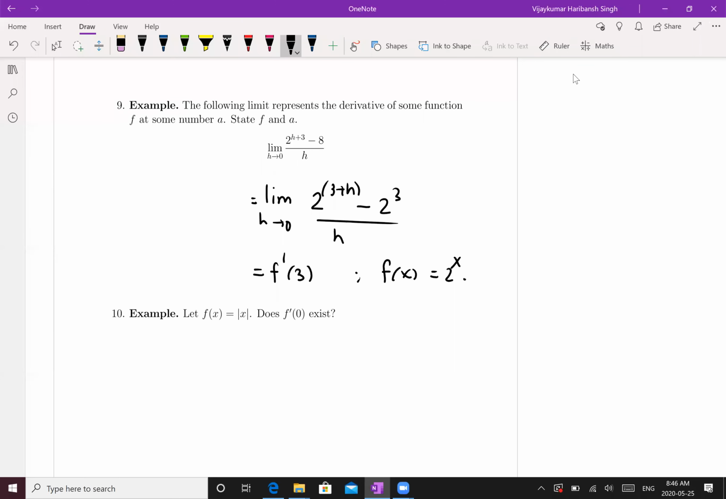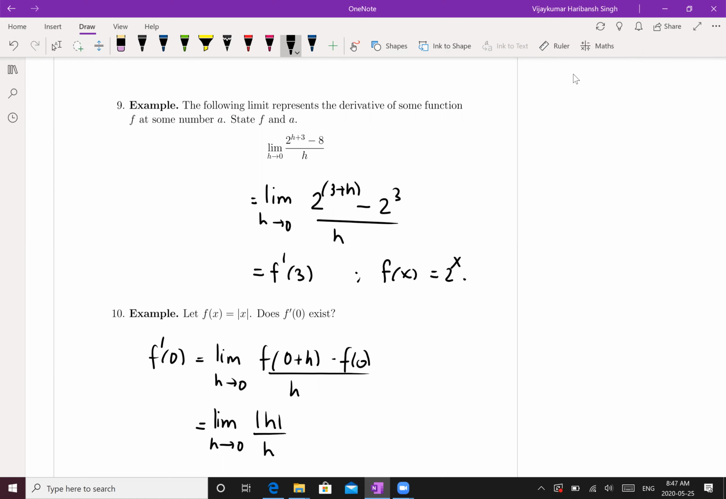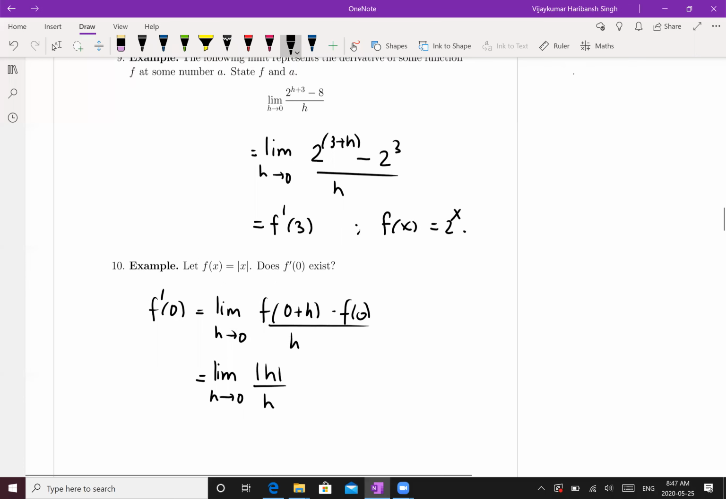f of x equals the absolute value of x. Does f prime 0 exist? So what does it mean? It means we have to find out this limit. So f prime 0 is this limit here: f of 0 plus h minus f of 0, over h. This is going to be the limit as h goes to 0. What is f of 0 plus h? It is going to be f of h, which is the absolute value of h, minus f of 0. So let's ignore that. Why are we ignoring it? Because it's 0. So subtracting 0, we can ignore writing that. Now let's find out this limit.